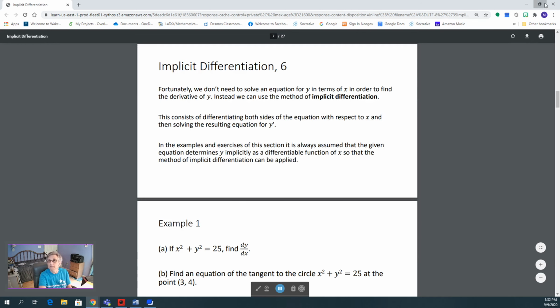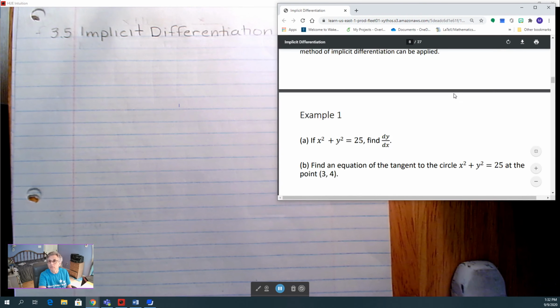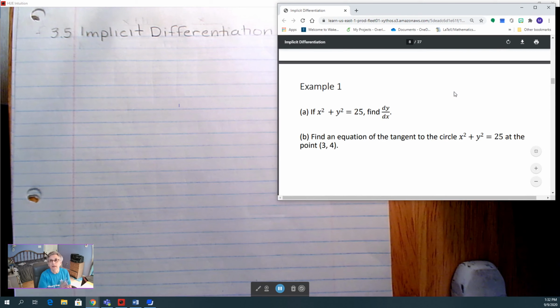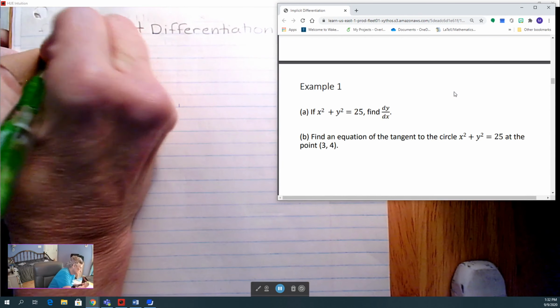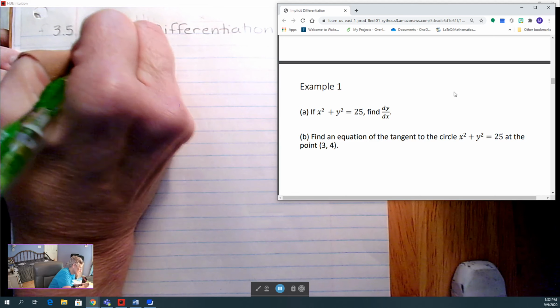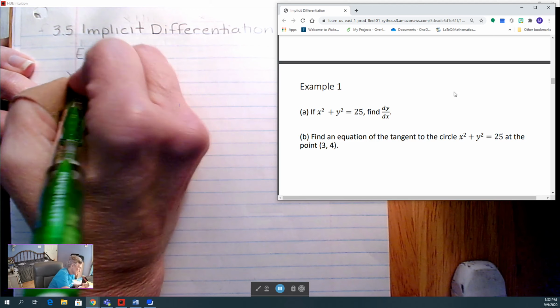So, example 1. Let's do: if x squared plus y squared equals 25, find dy dx. So I'm going to write that down, and then we'll find the equation of a tangent line.